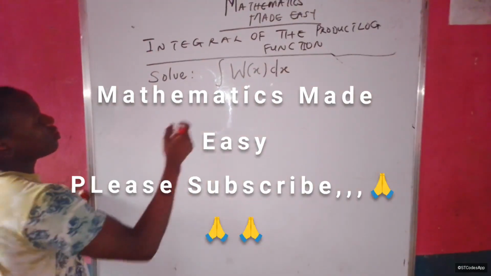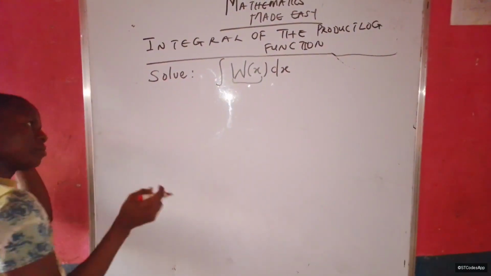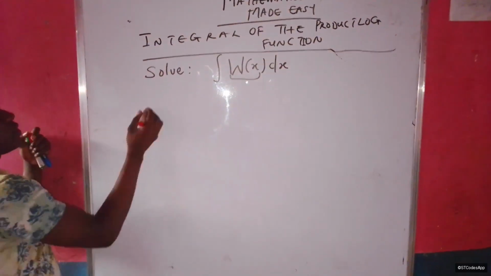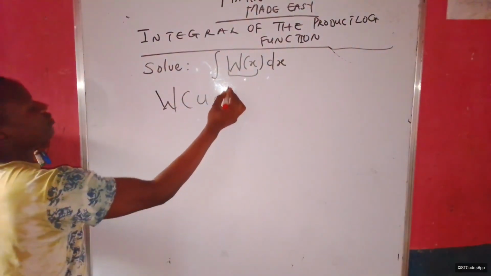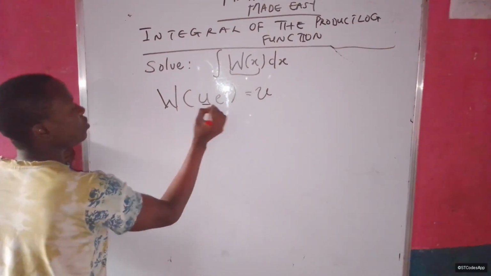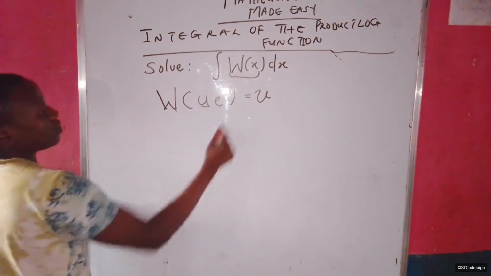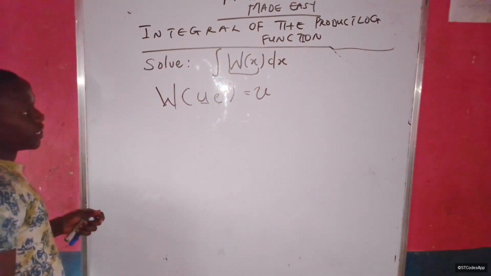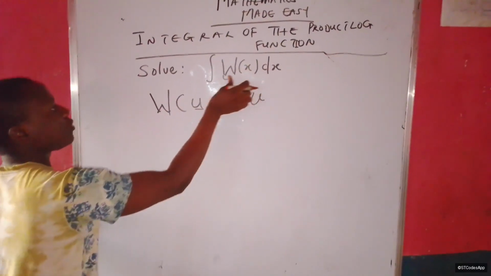Alright, so I would like to introduce the product log, or the Lambert W function. Let's say you have the product log of u e raised to the power of u. This is going to give you u. If you have a function u multiplied by e raised to the power of u, and you take the product log of it, you are going to get u. So don't forget that.